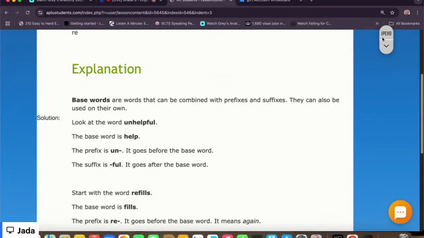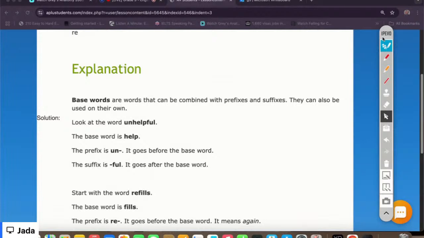Alright, so we'll start now. So what is a base word? Base words are words that can be combined with the prefix and the suffix. They can also be used on their own. That means they are already words on their own, they make sense on their own, and they can be used on their own. So even if you don't want to add the prefix, you can just have the base word and it's a correct word on its own.